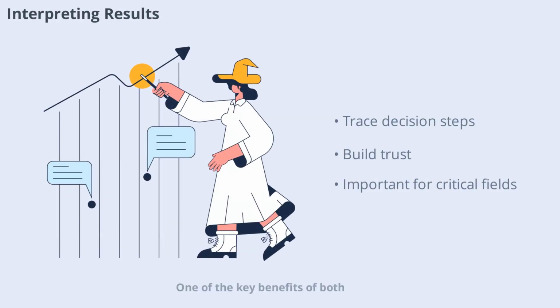One of the key benefits of both decision trees and rule-based systems is their interpretability. Users can trace the steps taken to reach a decision, making it easier to understand and trust the results. This transparency is especially important in fields like healthcare and finance, where decisions can have significant consequences.